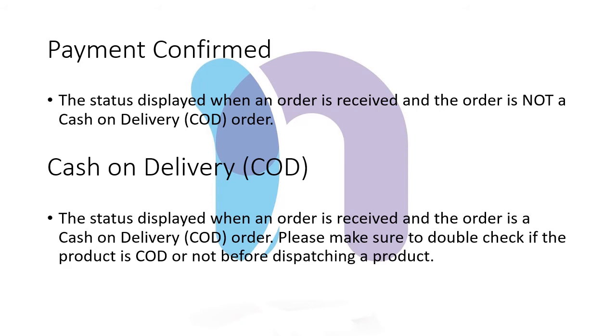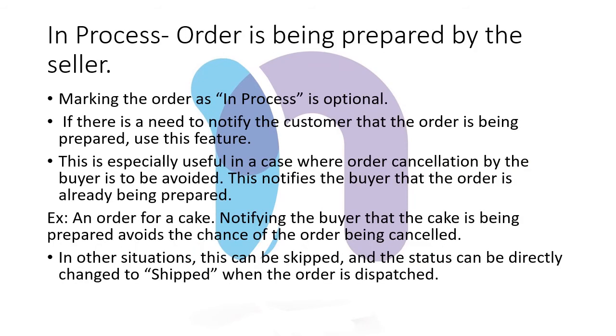Also, make sure to double check if the product is a cash on delivery order or not before dispatching a product. In process. This means the order is being prepared by the seller. Marking the order as in process is optional. If there is a need to notify the customer that the order is being prepared, you can use this feature. This is especially useful in a case where order cancellation by the buyer is to be avoided. This notifies the buyer that the order is already being prepared.